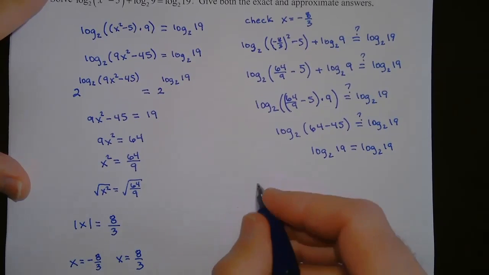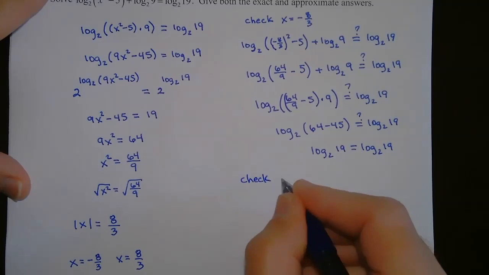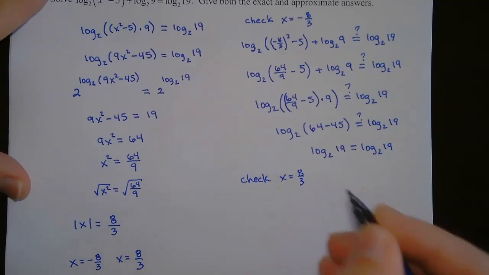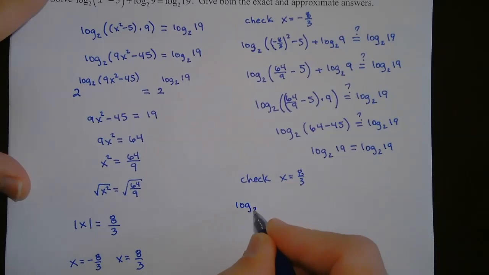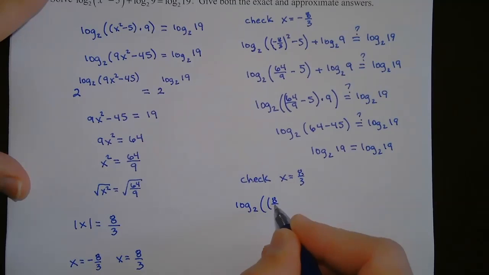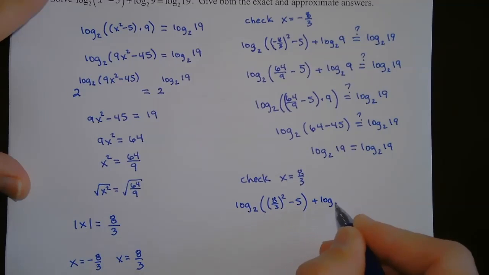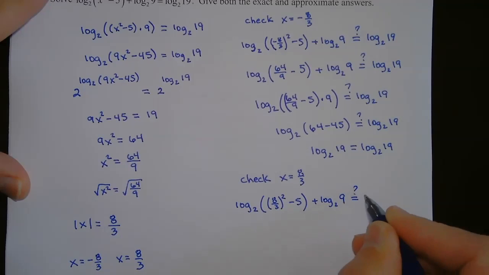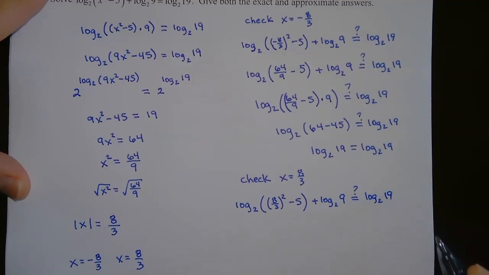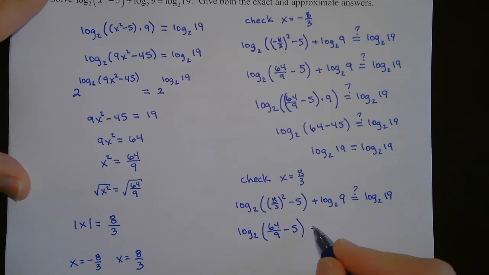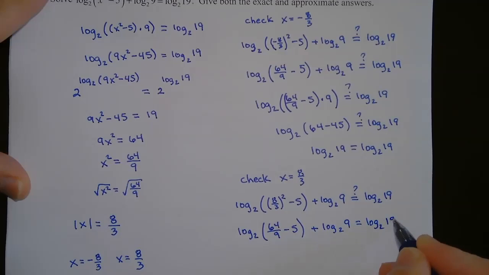Okay, we're going to need to check the other one, and check x equals 8/3. And so we have log base 2 of 8/3 squared minus 5 plus log base 2 of 9. Does that equal log base 2 of 19? So this is log base 2 of 64/9 minus 5, and this looks a lot like this, right? Plus log base 2 of 9 is equal to log base 2 of 19, question mark, okay?